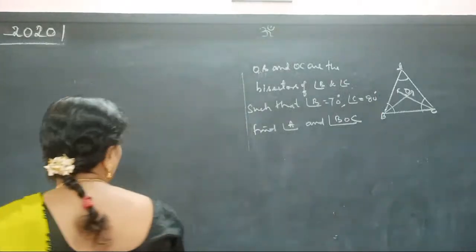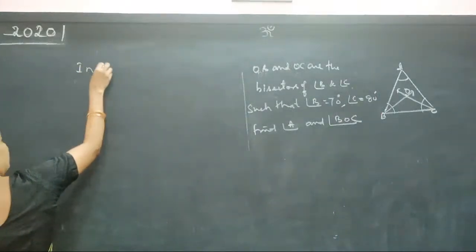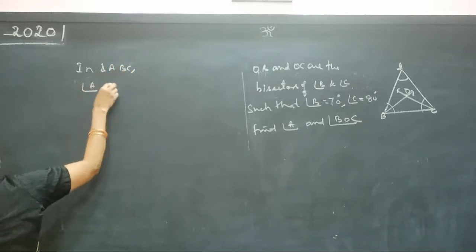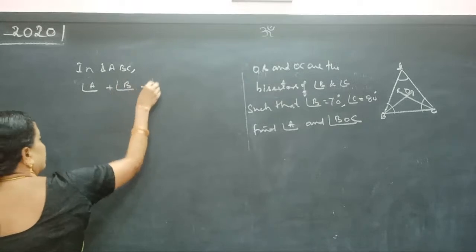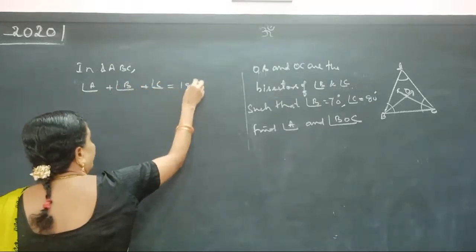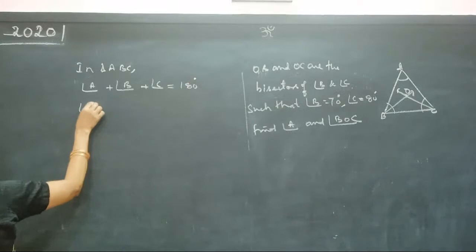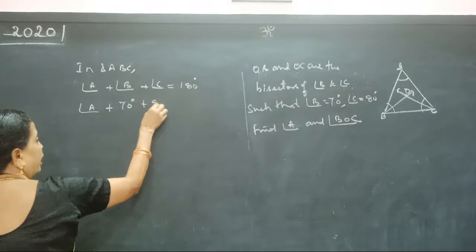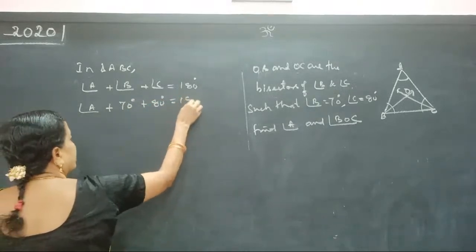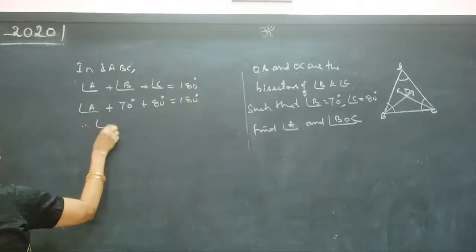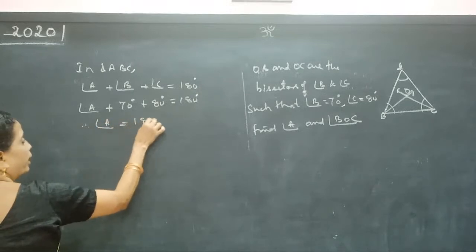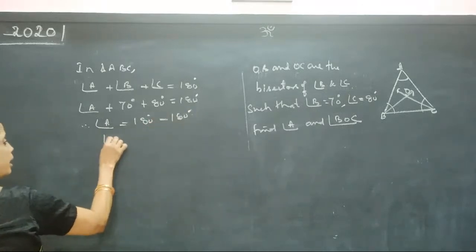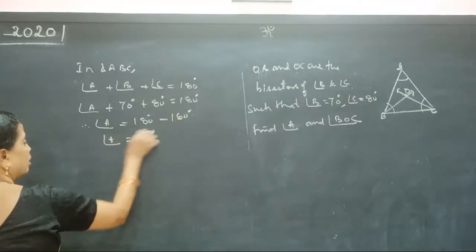Let us calculate first. In triangle ABC, angle A plus angle B plus angle C equals 180 degree. Angle A is unknown, angle B is 70 degree, angle C is 80 degree. Therefore, angle A equals 180 degree minus 150 degree, angle A equals 30 degree. Clear?